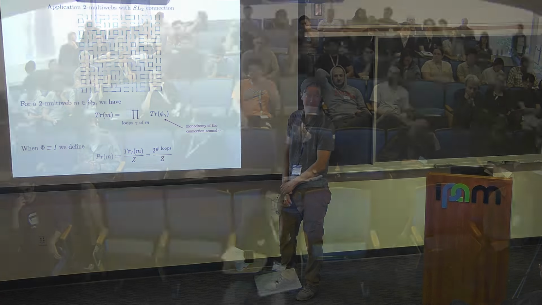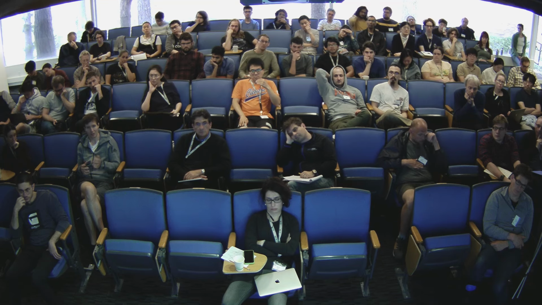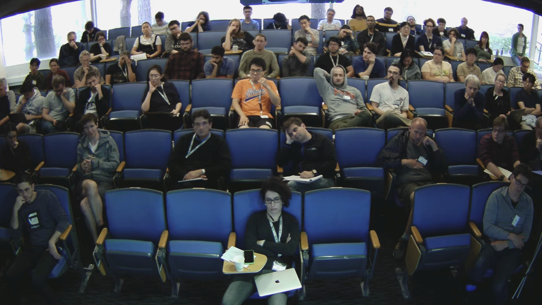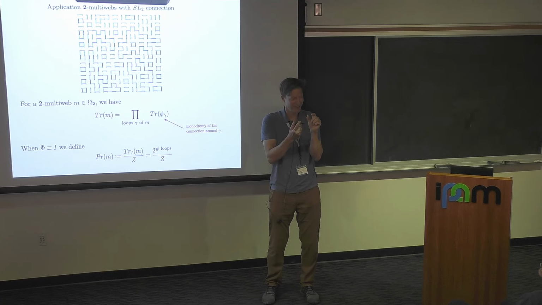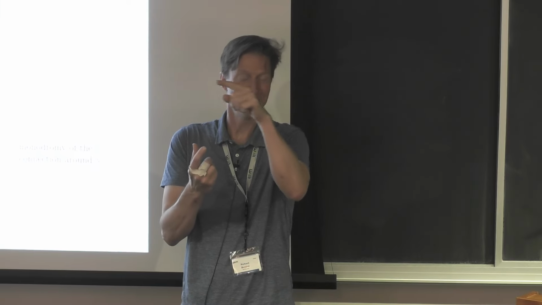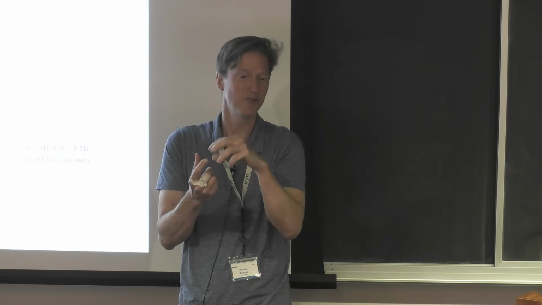Sorry, so what is the trace for the GL2 connection? Like, the left-hand side is still defined for the GL2. For a GL2 connection, you write each element in GL2 as a real, the determinant, times something in SL2, and then you take the product of the SL2 matrices, and then you multiply by the determinant.